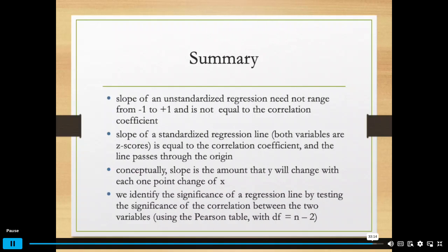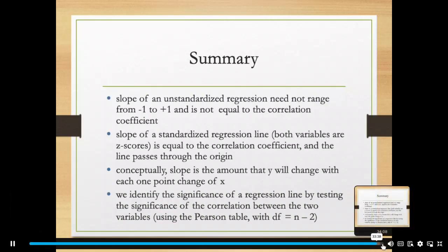To summarize, the slope of an unstandardized regression line need not be between -1 and +1, because the variability of y has not been removed. It's not a scaleless coefficient, and it's not equal to the correlation coefficient. If you were to convert both variables to z-scores before computing the regression between the variables, this standardizes the regression, forces the line to pass through 0, and produces a slope that is equal to the correlation coefficient.